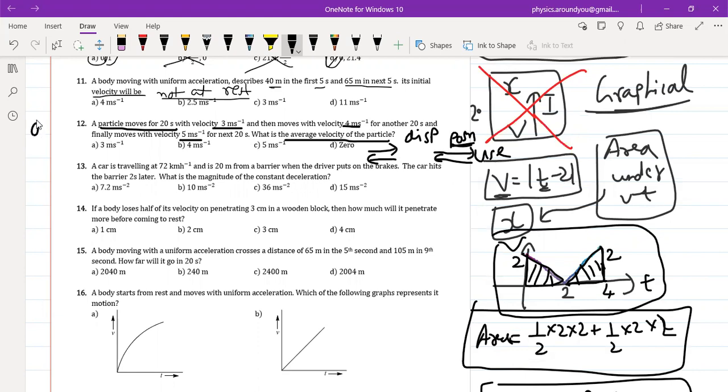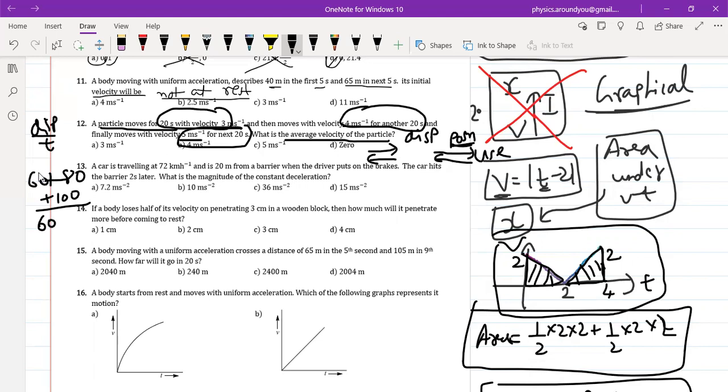Average velocity is total displacement by total time. Displacement can be found as the sum of displacements in the individual phases. Displacement is velocity into time. So displacement in the first phase is 3 into 20, which is 60. Then 4 into 20, which is 80, plus 5 into 20, which is 100, by the total time: 20, 20, 20, totally 60. So 180 plus 60 is 240, 240 by 60 is 4. So we can say it is 4 meter per second.